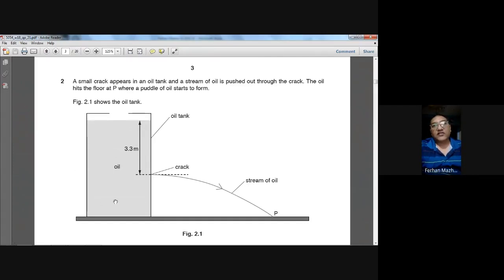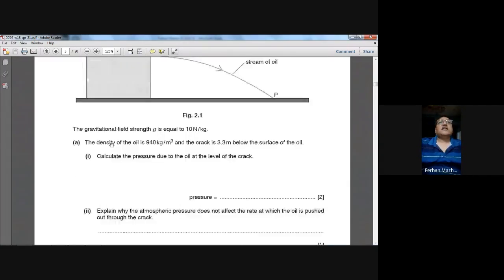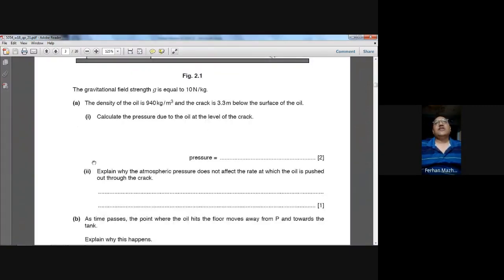You see in this figure 2.1, we have a tank. This is the top of the tank, which is open. This tank is full of oil, and here we have a crack. From this crack, the oil is streaming out, and it is touching the ground at point P. Okay, so this is the situation of the question, the story in the question. Now the question: the gravitational field strength g is equal to 10 newtons per kg.